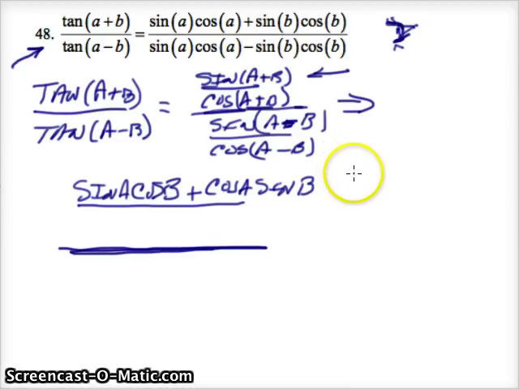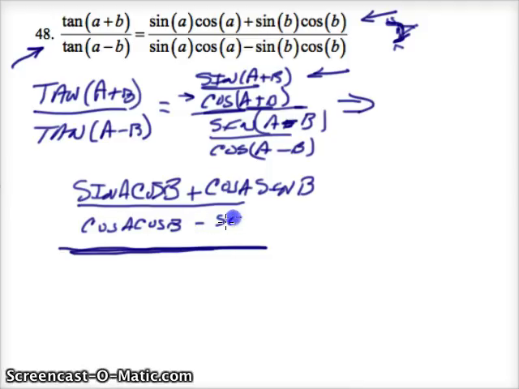Now, if you notice here, we seem to be having a little problem. That doesn't exactly match up, does it? But since we already made a commitment here, let's just see what happens. Okay, well, what's the bottom going to be? The bottom is going to be cosine of A plus B. What is that? That's cosine of A cosine of B, right? Minus sine of A sine of B.